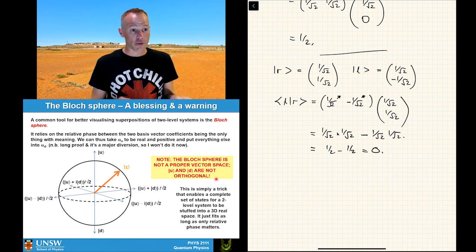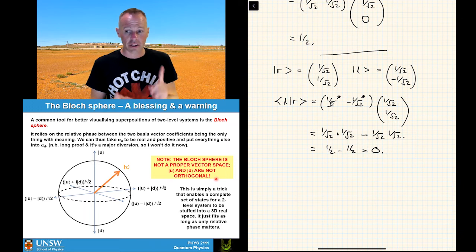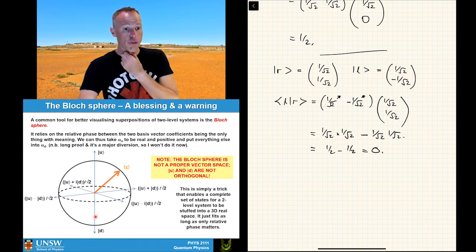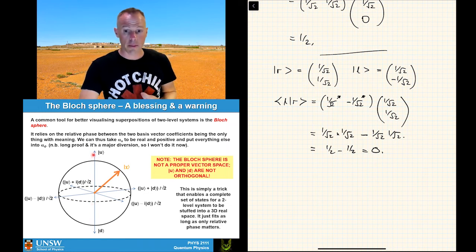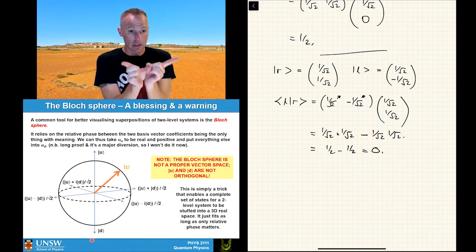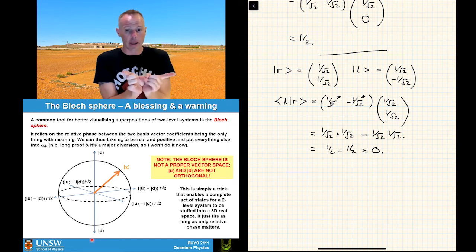It is not a proper vector space, okay? The reason why you can tell that it is not a proper vector space is that none of the basis vectors in here are orthogonal to each other. So for example, up and down are at 180 degrees. They're not at 90 degrees. That means it's not a proper Hilbert space. It means that if you try to do quantum mechanics in this space, it's not going to work.